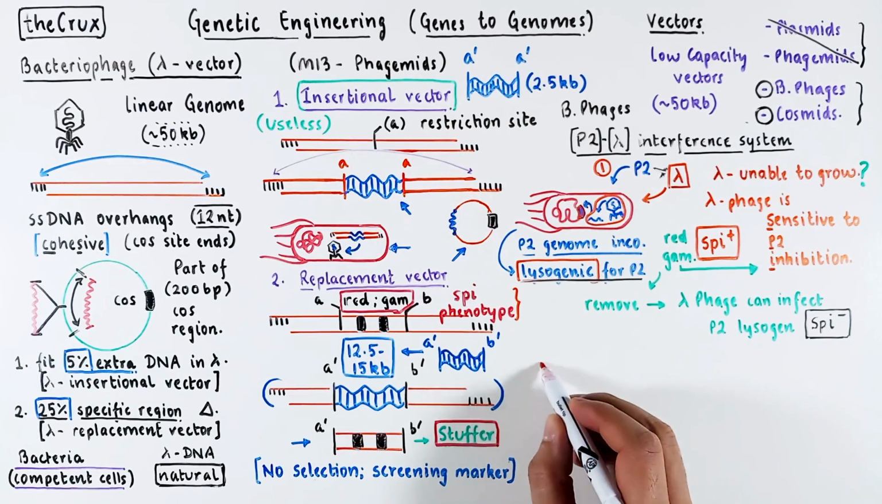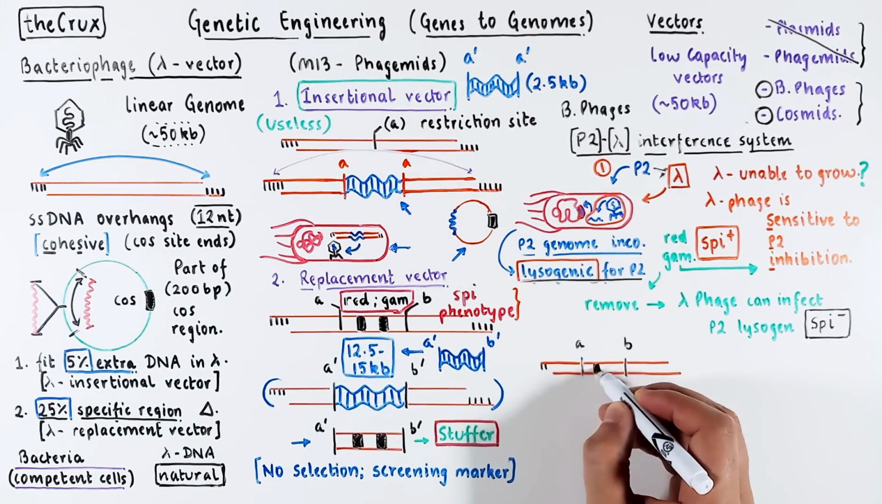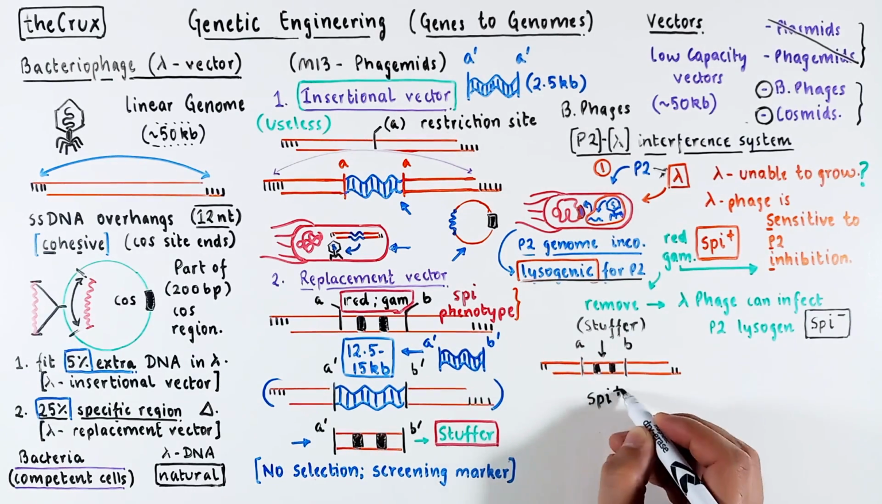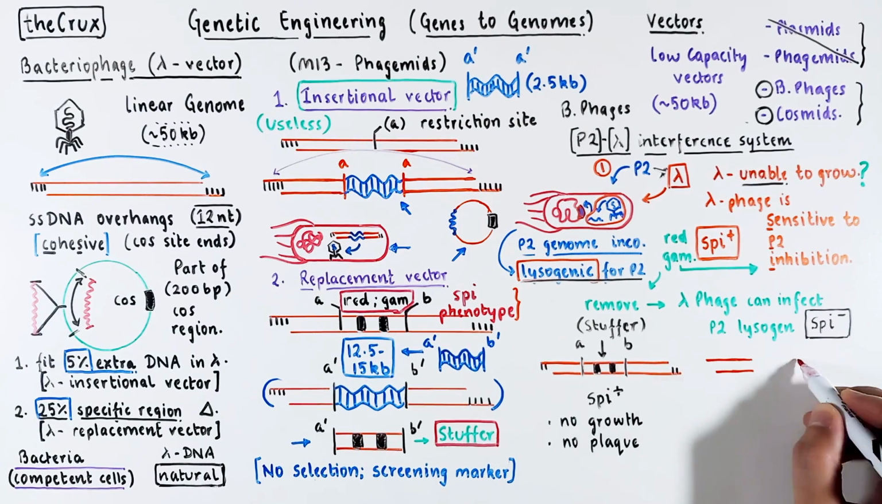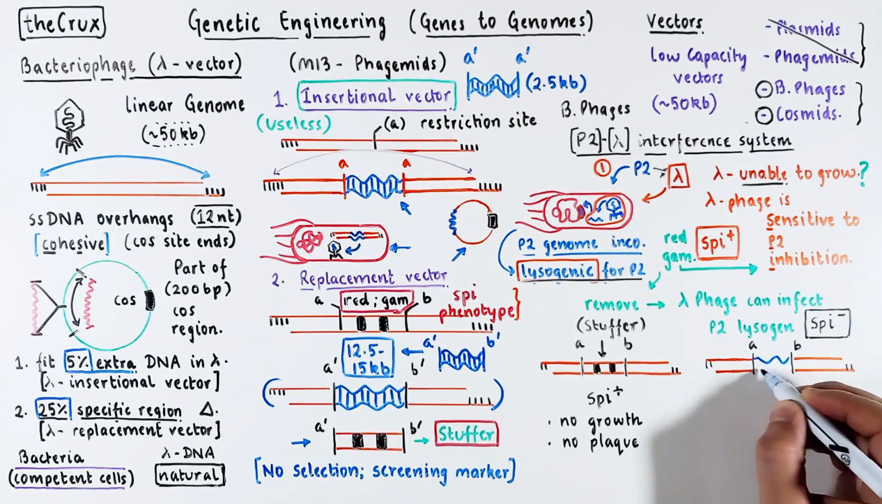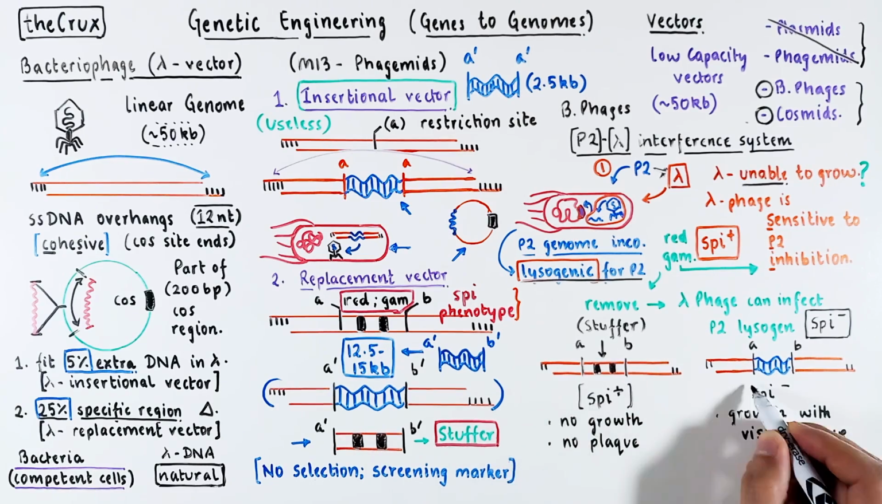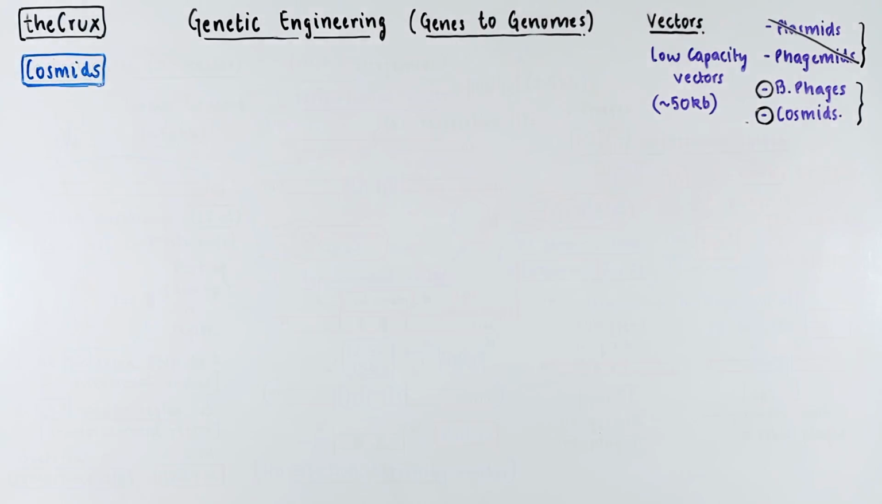Now, if we circle back to the replacement vector, all events that failed to remove the stuffer, or somehow the stuffer got reinserted after the split, will contain the red and gam genes. This will result in a failed infection, meaning no viral growth and no visual viral plaques. In the other case, if you replace the red and gam genes, the viral growth is visible through plaque formation. This is how the Sp phenotype, which works similar to selectable markers, can be used to positively select for your bacteria of interest. Now on to Cosmids.